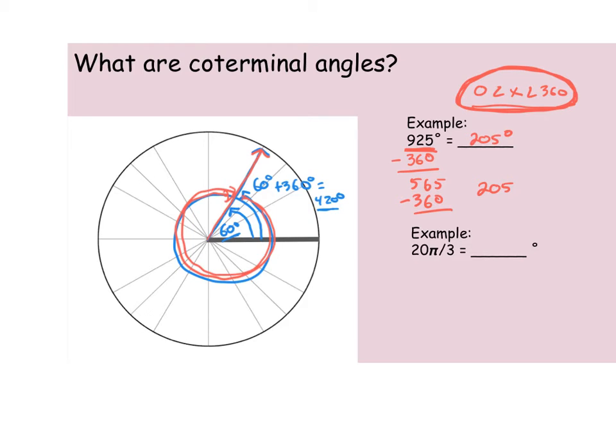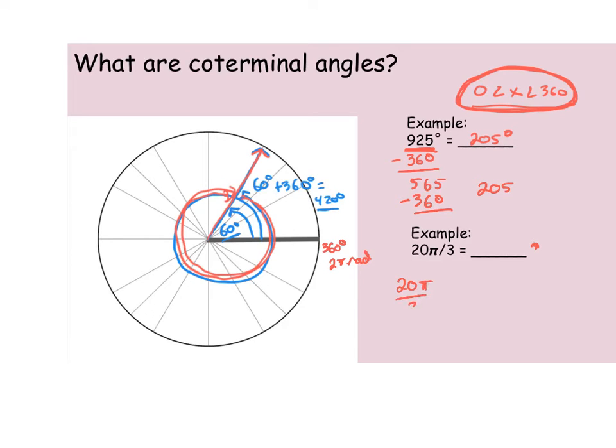We can use the same idea with radians. In order to do this with radians, what we're going to want to do is subtract 2 pi, because just like 360 degrees goes all the way around the circle, so does 2 pi radians. Now, it's a little bit trickier because we're dealing with fractions.